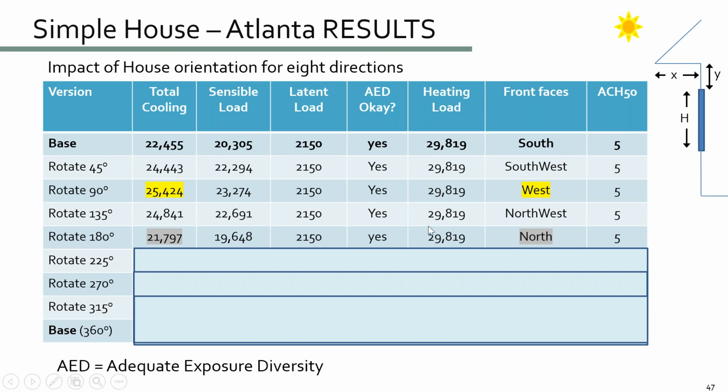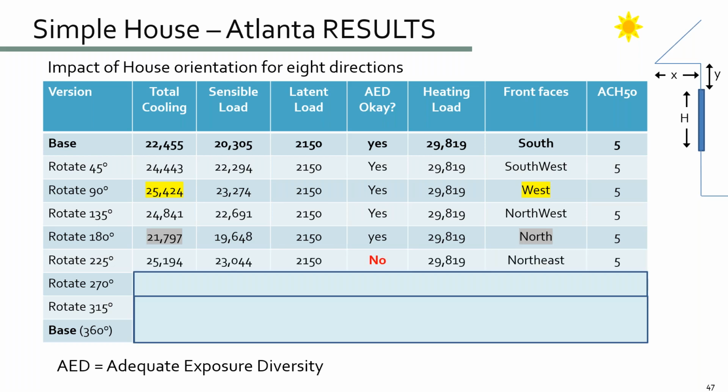So in this case, when the front faces north, more glass is actually facing south. The glass side of the house is facing south for this particular example. When I rotate northeast, the front facing northeast, my load is almost at peak again.